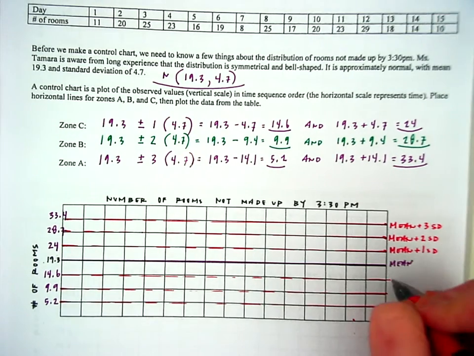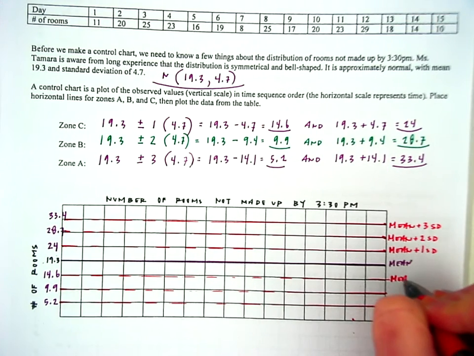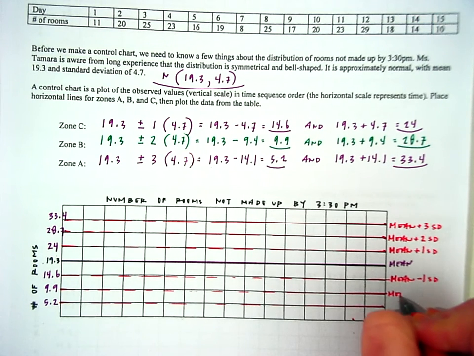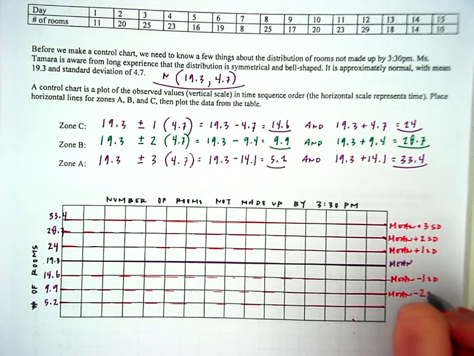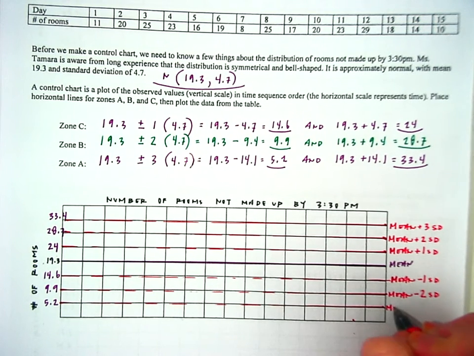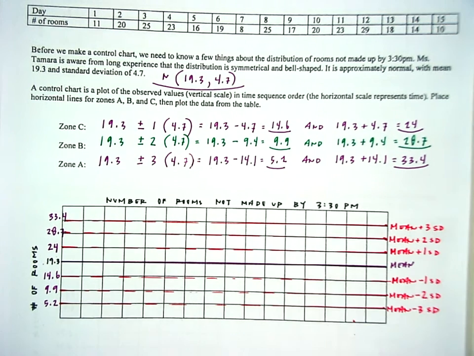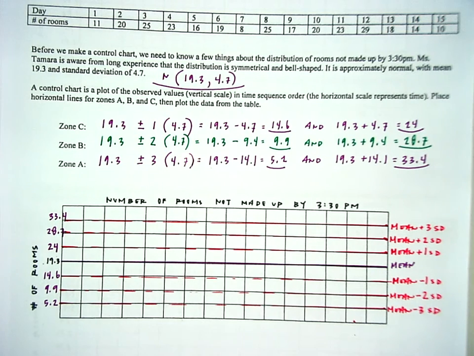Okay, and then right here would be the mean minus 1 standard deviation, the mean minus 2 standard deviations, and the mean minus 3 standard deviations. All right, so we're getting ourselves set up. I also just want to point out the A, B, and C regions.